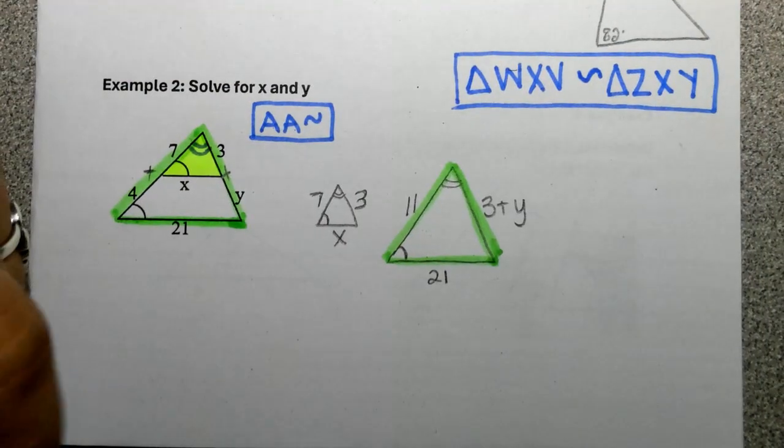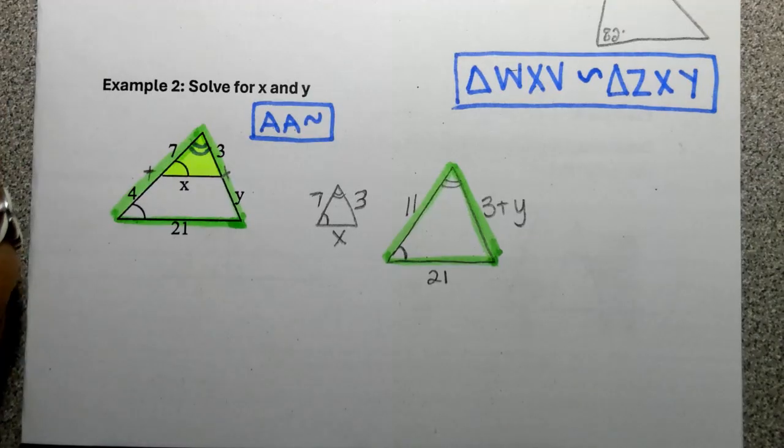Okay. I know these are angle similarity. So what do I know about the sides? Angles are congruent, but sides are proportional. I can set up a proportion. What proportion can I set up to find x?